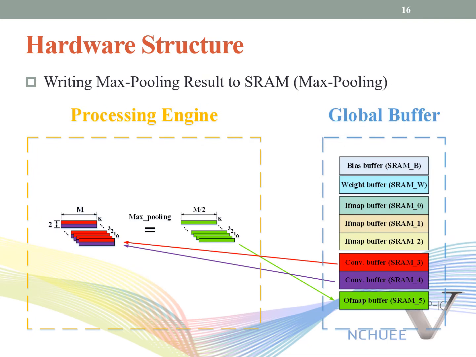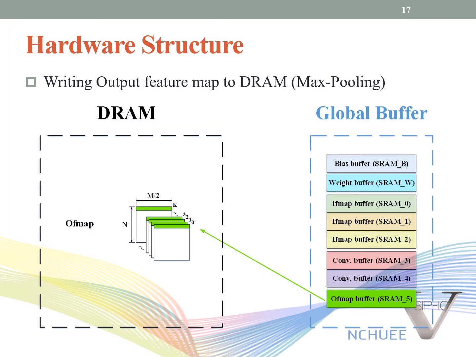Now we have two rows of convolution results that meet the condition for doing the max pooling operation. The max pooling result, which is the green label on this page, will be stored in SRAM5. After the two rows of convolution buffer values are done, the value of SRAM5 is transmitted to DRAM.